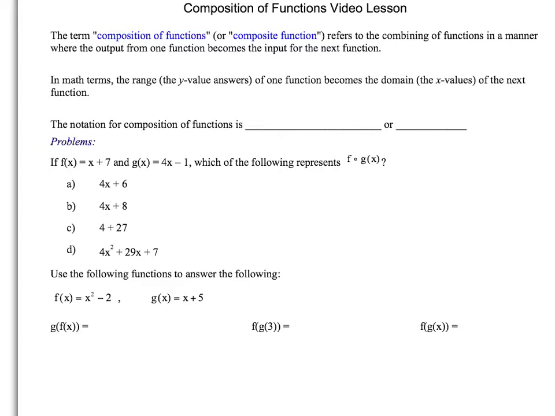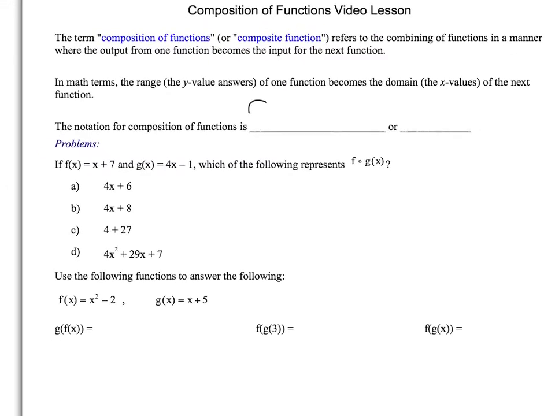It says the term composition of functions refers to combining functions in a manner where the output becomes the input for the other function. In math terms, the range, or your y's, of one function becomes the domain, or the x's, of the next function. The notation for composition is, instead of being like a plus sign or a minus sign or a multiplication or a division sign, composition is represented as f of g of x, or f, little circle, open circle, g of x.